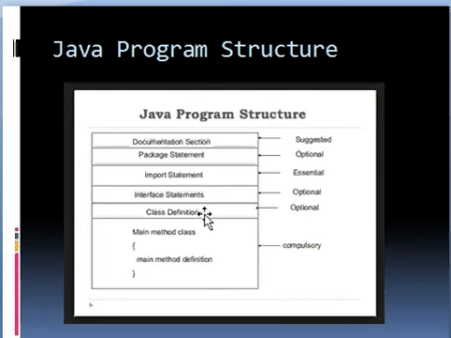And next we have class definitions. The class definitions can be optional. That is, if the program file does not have anything more than the main method class, then there will be no more class definitions. And this section is compulsory. That is a main method class and the main method definition.